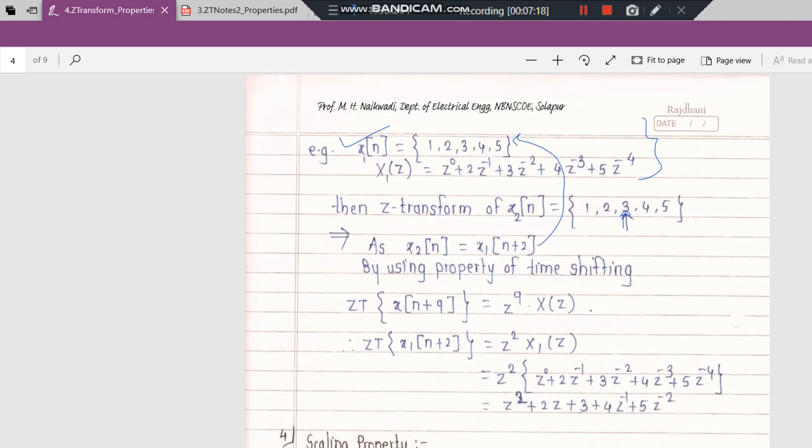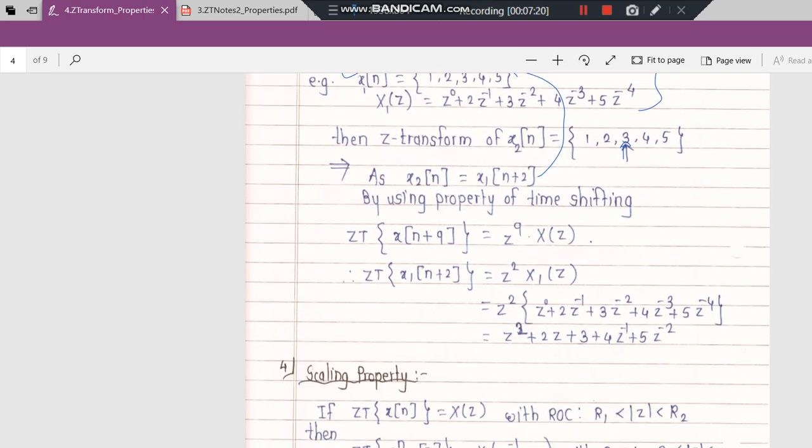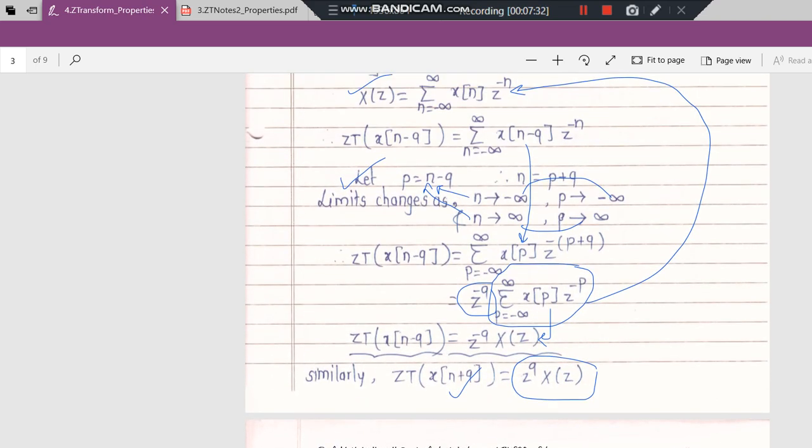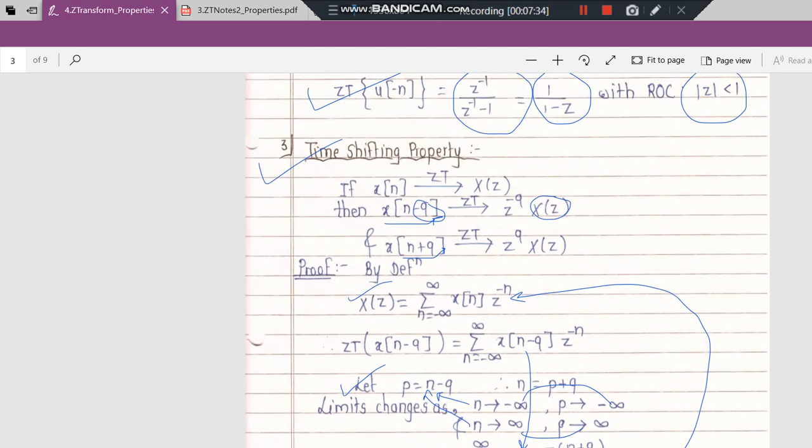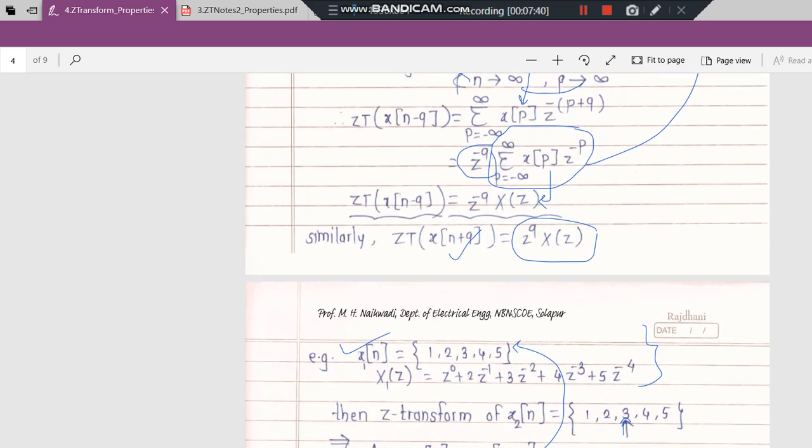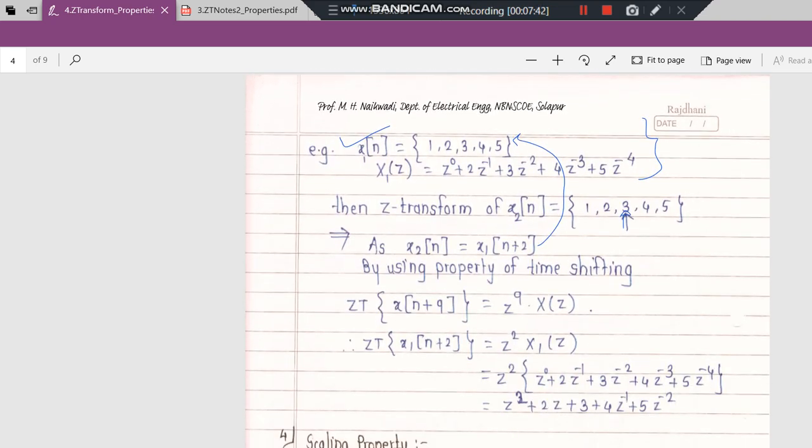Now let us use the property of Z transform which is called the time shifting property to find the Z transform. Instead of solving entirely again for this numerical, we simply use this property. What does this property state? If you have a time shifted signal, then we get the same Z transform multiplied by this factor. We just need to find this factor. In this case it is plus 2, so you will get z raised to 2 multiplied by the Z transform.